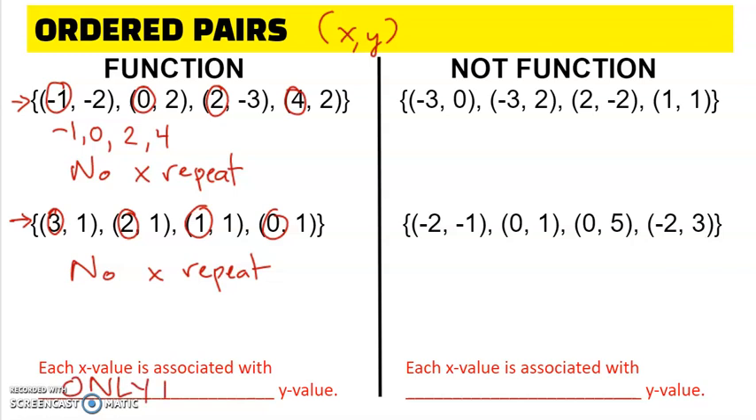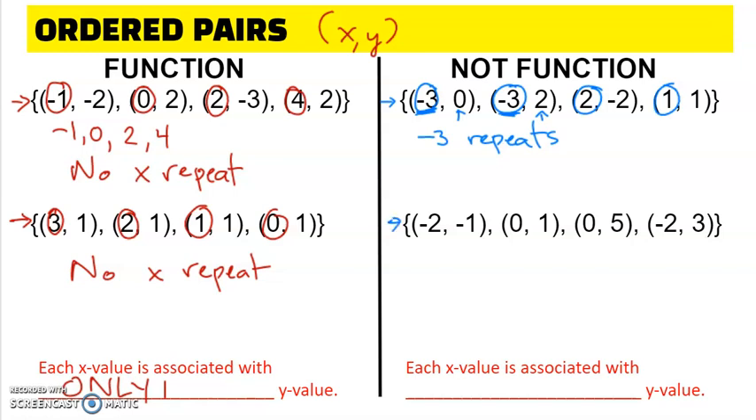All right, but let's look at not a function, right? So when we see not a function, let's look at this first set here. Again, you want to see just the x values. We don't care about the y. And if I look, I'm like, oh no, that -3 repeats. That makes it not a function because that -3 is connected to 0 and it's connected to 2. And that can't happen. X can only hang out with one y. It's not allowed to have multiple friends.